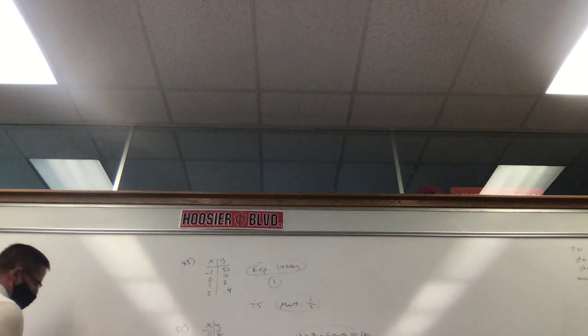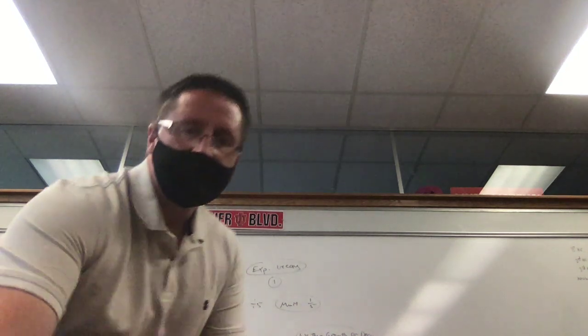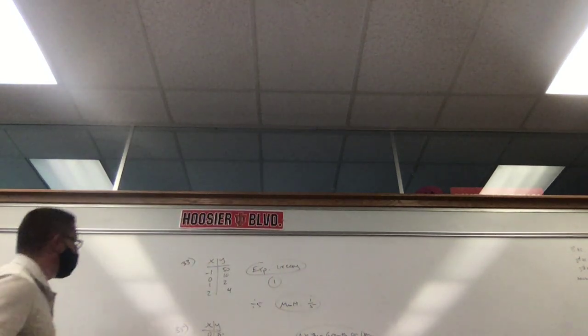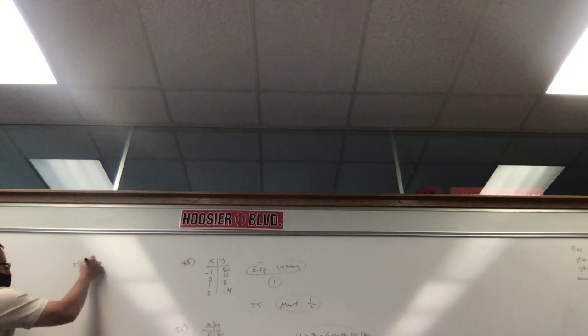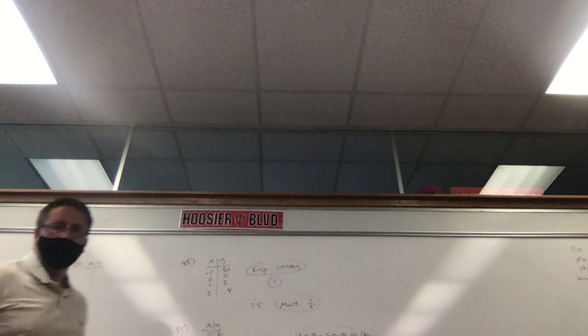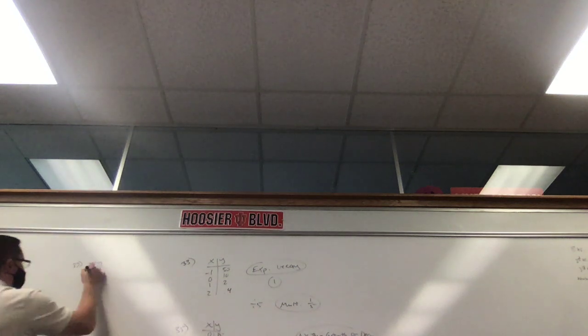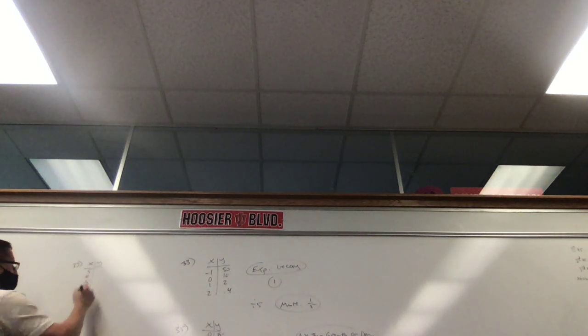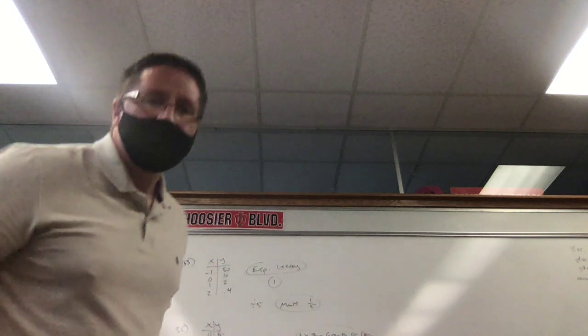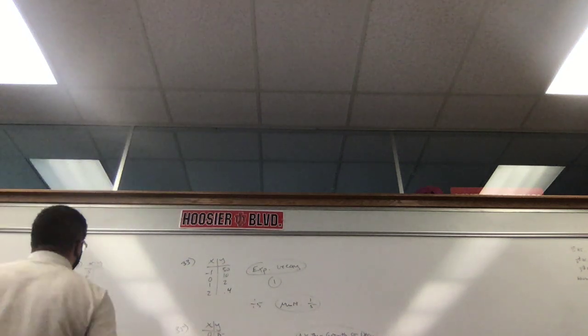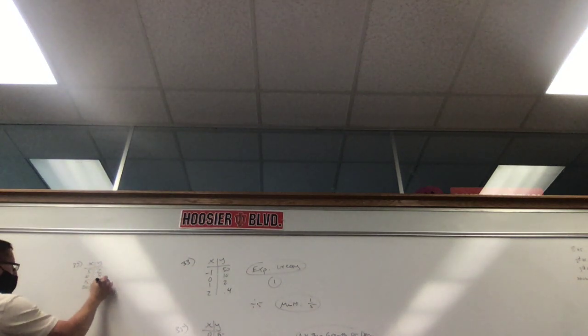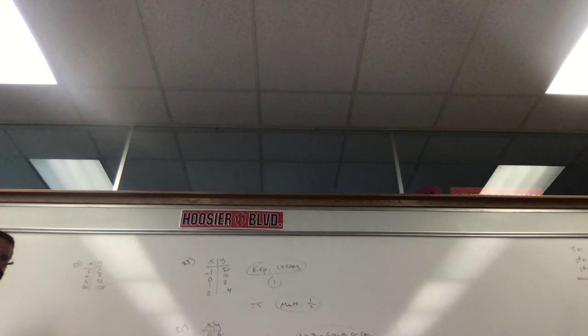Okay, next one. 37. One more of these types of questions. All right, so what do we got here? Again, x and y. The x values are 5, 10, 15, and 20. And the y values are 2, 8, 32, 128. So, first off, is this linear?